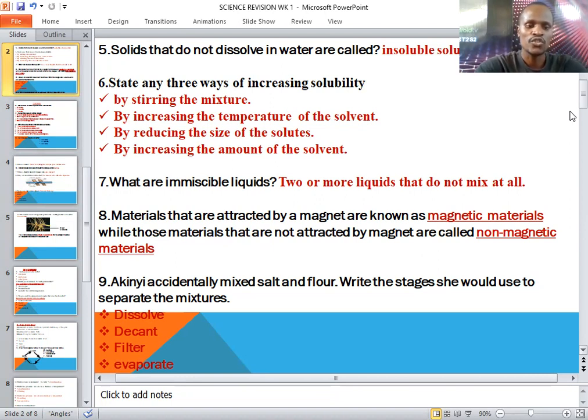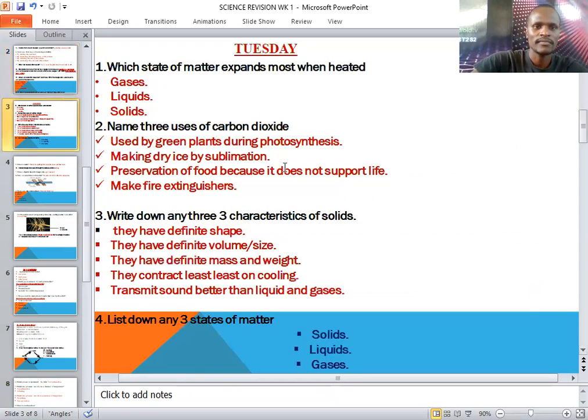So we are left with the salt solution. What do we do with the salt solution for us to remain with salt? We simply evaporate. So if you evaporate, remember we said that during evaporation, it is only one substance that is going to be recovered. Water is going to evaporate, and then you are going to be left with your salt. So Akinyi had to go through these 4 processes to ensure that she gets back her salt and her maize flour. Dissolve, decant, you filter, and then evaporate. Otherwise, if you wrote any shortcut, then you are wrong. So you can go through those and ensure that you write the correct answer. Let's look at number 10.